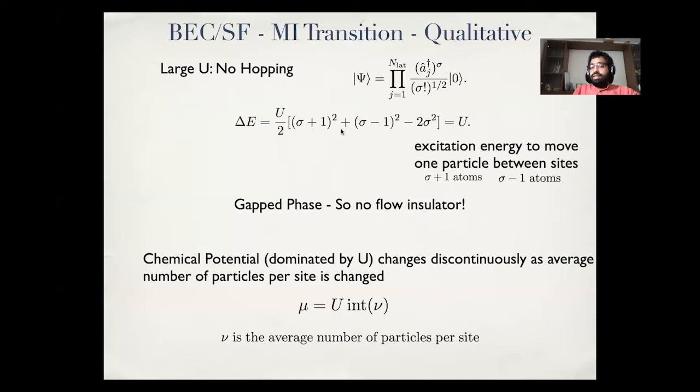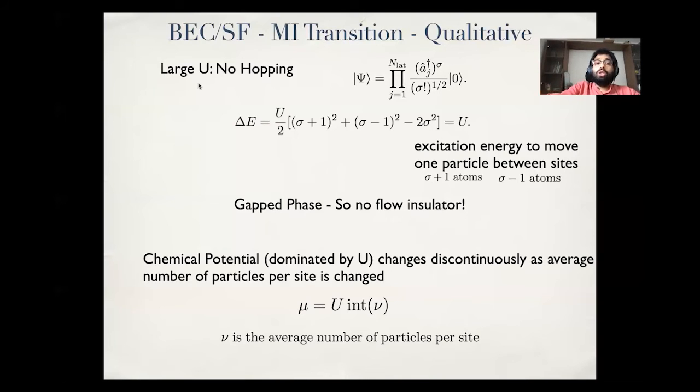You can calculate it. This is the situation before, right? When I had sigma plus 1 atoms in one site, sigma minus 1 atoms in another site. Then I did the swap, and now I have sigma in each site, and then I take the difference. It is precisely U. So in this scenario, each excitation that I have to create on my many-body state requires a fixed and in fact large energy U, which is given by the interactions. This is repulsive, and so I have to pay an energy cost to put an atom into a site that has atoms already.